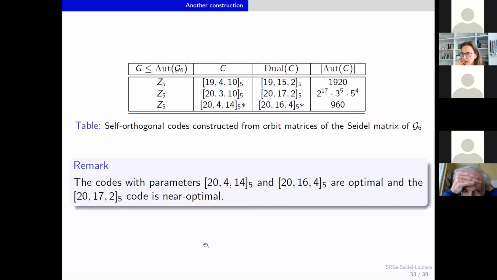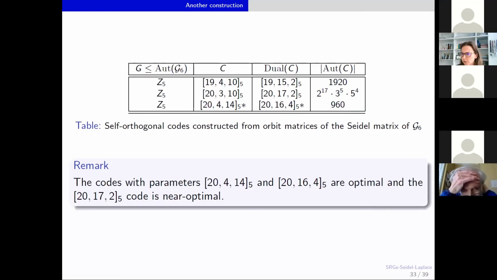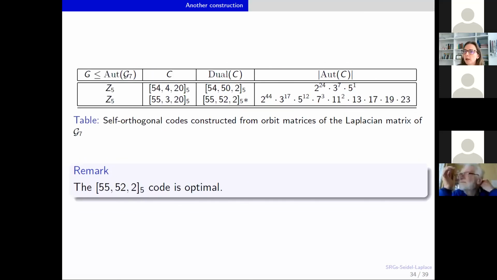And the codes here are the self-orthogonal codes that we constructed. The conditions that are satisfied for the Higman-Sims graph are satisfied for the Seidel matrix, and for the McLaughlin graph, Laplacian matrices are those that could be used for obtaining codes. In the case of both the Higman-Sims graph and the McLaughlin graph, the self-orthogonal codes that could be constructed are those over F5.